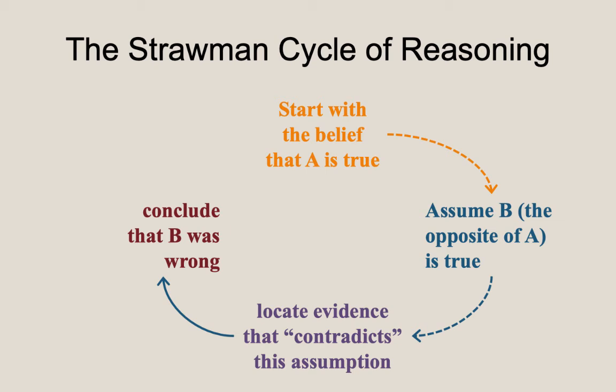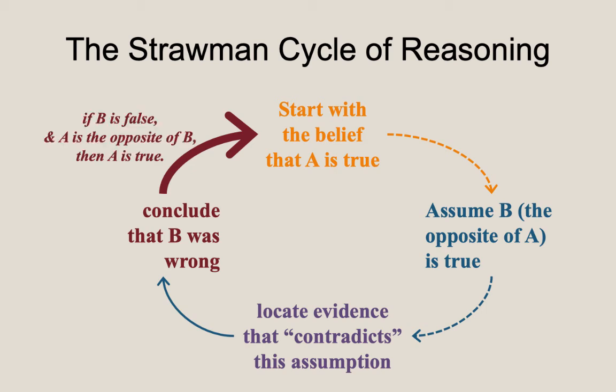Again, we believe A is true, and this leads us directly to setting up our straw man, our temporary belief in B, the exact opposite of A. Again, we don't believe B because it is the exact opposite of A, but we will pretend that it is true for the time being. Our goal is to now find evidence that contradicts B, because if B is indeed wrong, then we have strong evidence supporting my original claim that A was true. To clarify, if B is false, and if A is the opposite of B, then A is true.